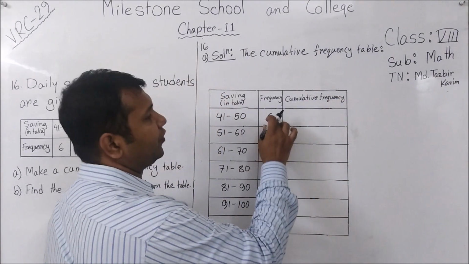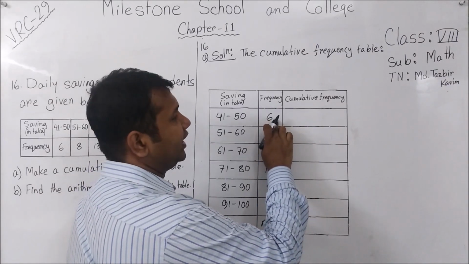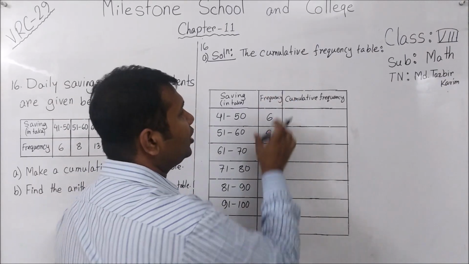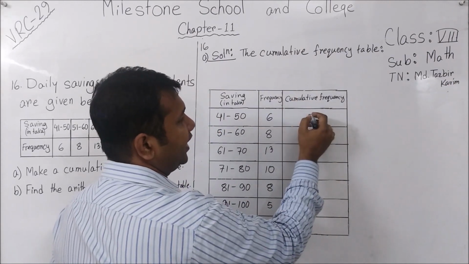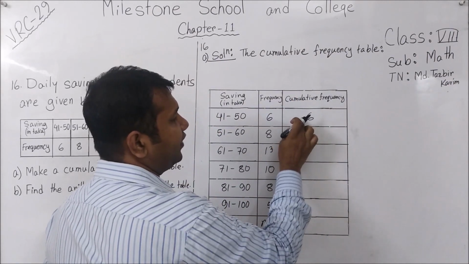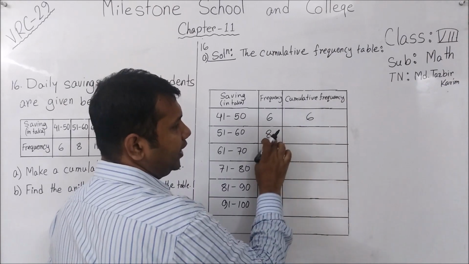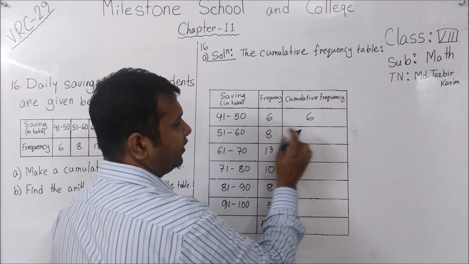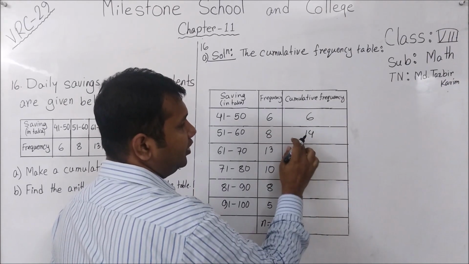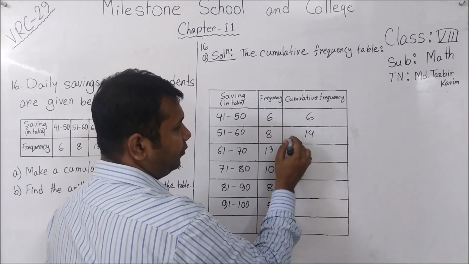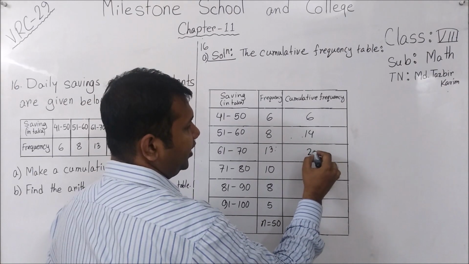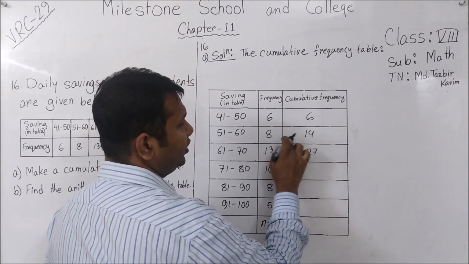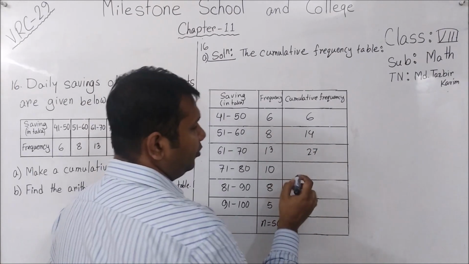So for the cumulative frequency, at first the 6 is there, and above it there is no number, so you can just think of 0. So 0 plus 6 is 6, and 6 plus 8 is 14, then 14 plus 13, how much? 27. Just put it here, 27, to make it clear.